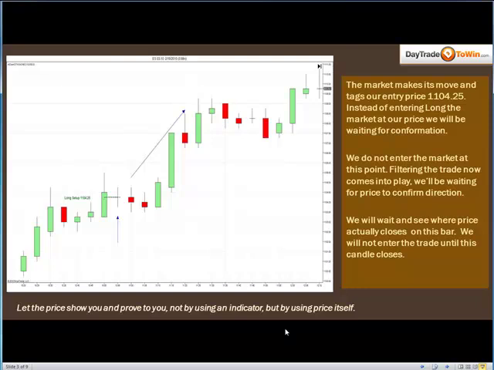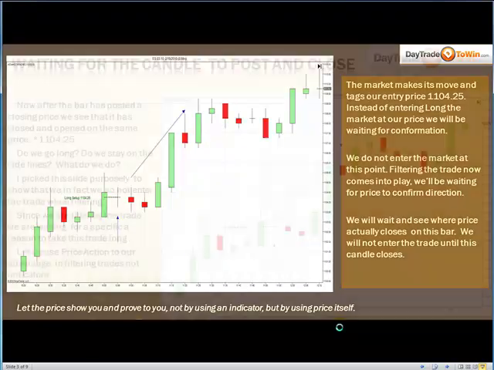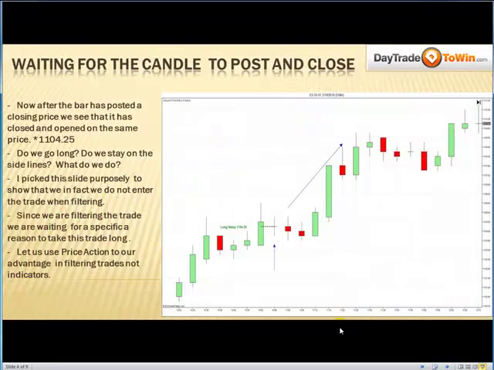We're patient. We want to actually see where price closes, where this bar closes. So we're not entering the trade yet, guys. We are actually just holding on a second to see where the candle is going to close. Okay? And as you can see, I'm not using any indicators whatsoever on the chart. All I'm using is price and price action only. Now, we want to wait for the candle or the price bar to close and post.